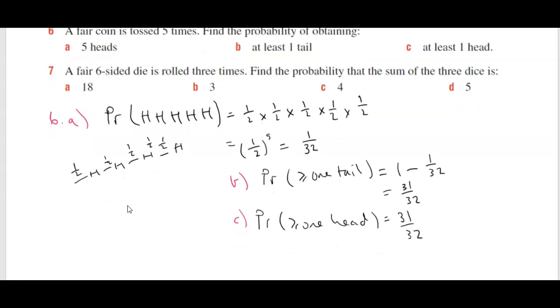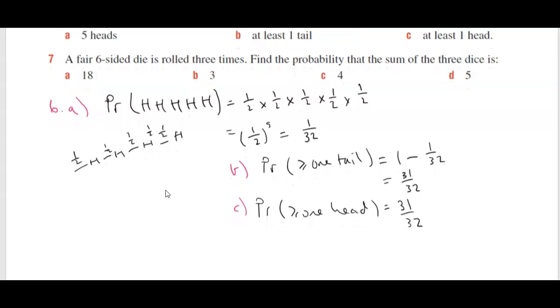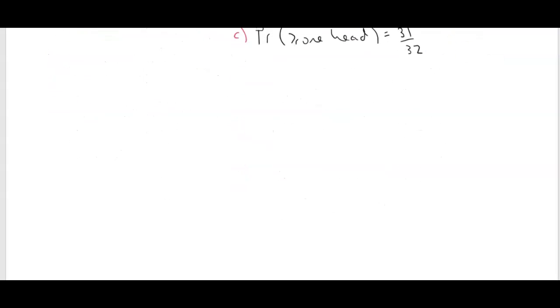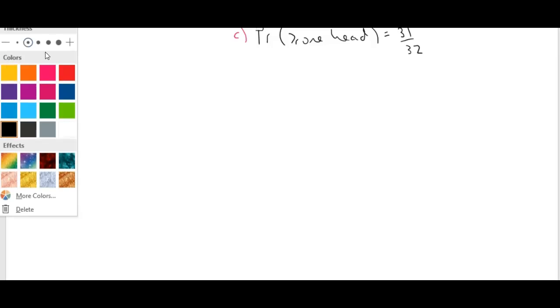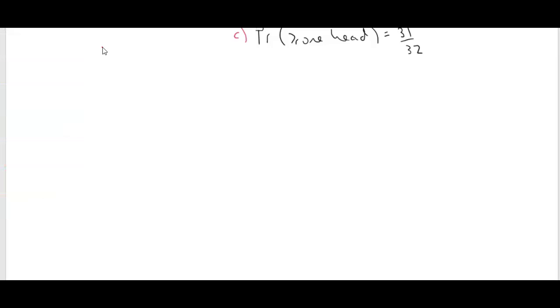All right, sorry guys, I keep pausing and then I forget what I've already spoken about. Question 7, a fair 6-sided die is rolled 3 times. Find the probability that the sum of the 3 dice is 18. So let's have a look at that down here. Rolling a dice is independent, okay? Every time we roll it, we're going to have a 1 in 6 chance of getting the number.